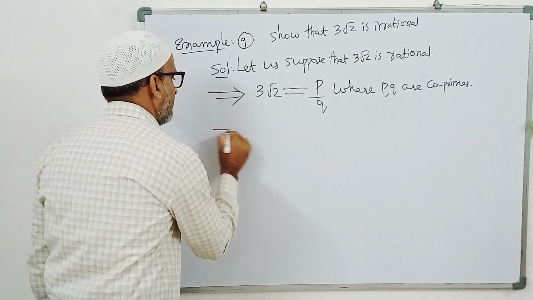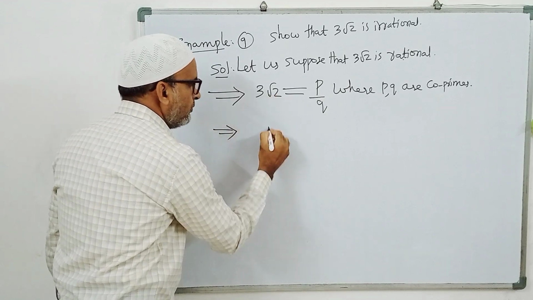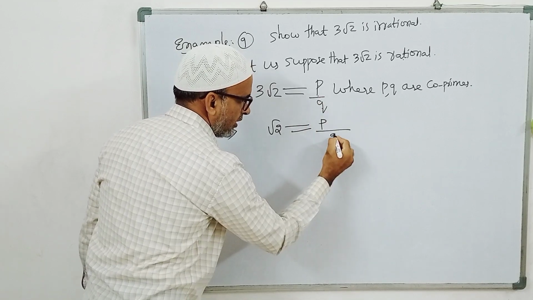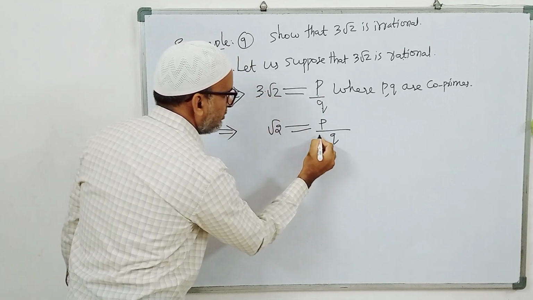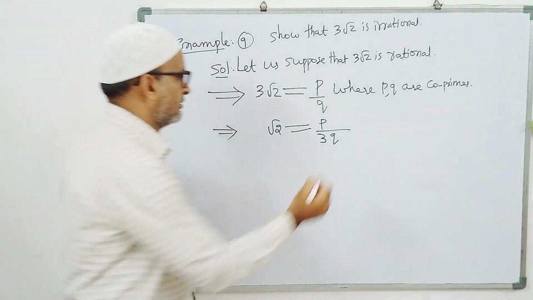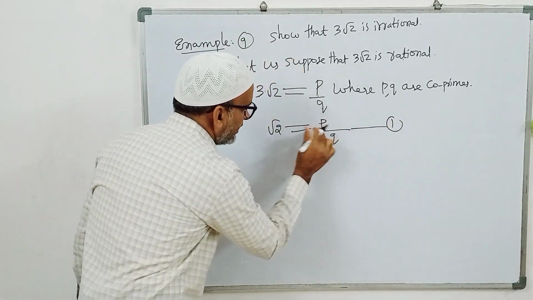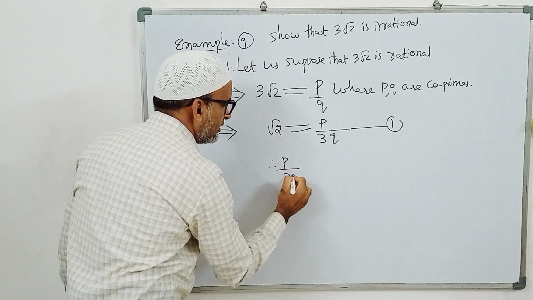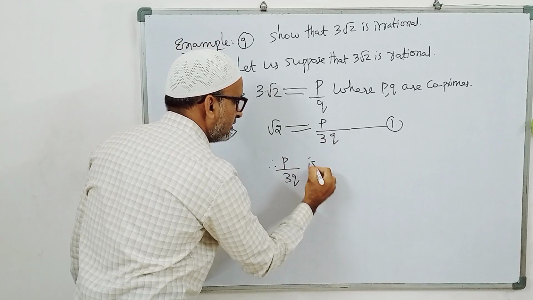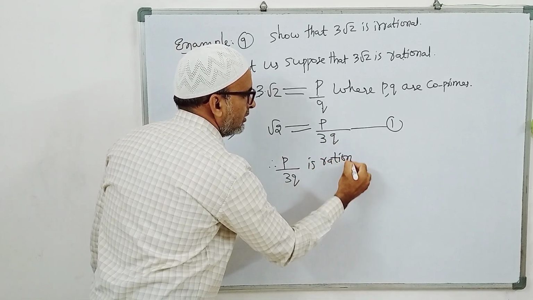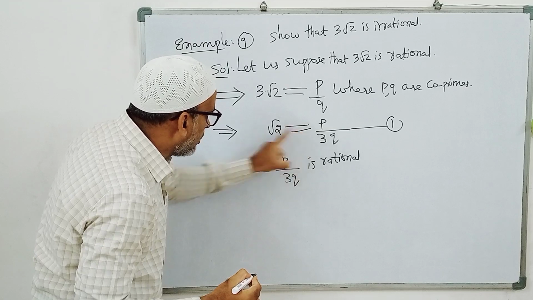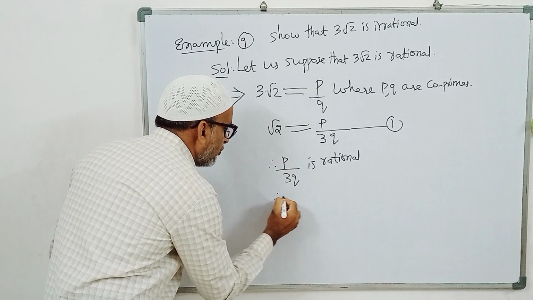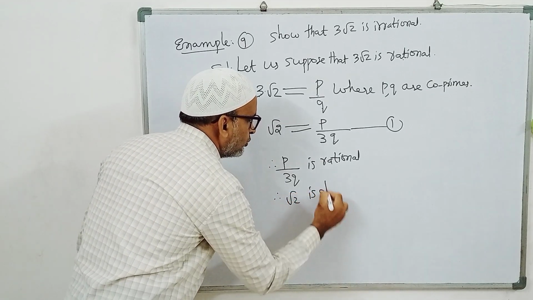Okay, next implies, now root 2 is equal to p by q already, with the 3 in the denominator. That much. This is the first equation. Now you see it is in the form of again p by q. Therefore p by 3q is rational. This is rational means these two are equal, means this value is equal to this value. Therefore root 2 is also rational.